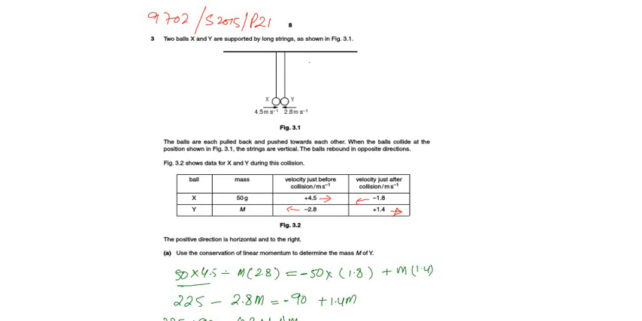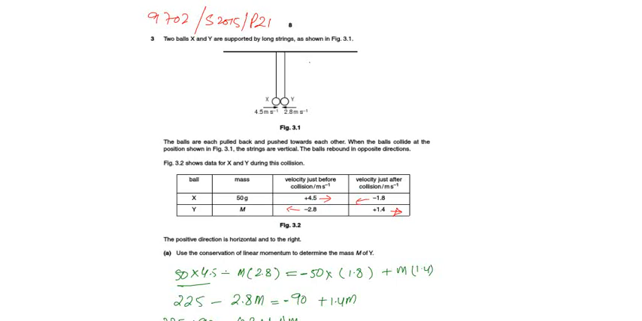9702 May/June 2015 paper 2 variant 1, and the topic is momentum. Question number 3. Two balls X and Y are supported by a long string as shown. The balls are each pulled back and pushed towards each other. When the balls collide at the position shown, the strings are vertical. The balls rebound in opposite directions.